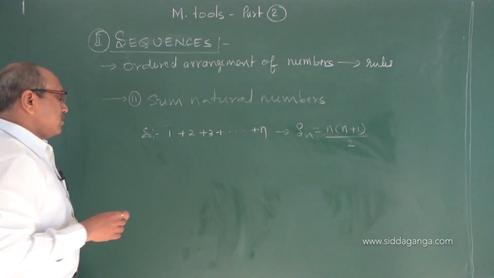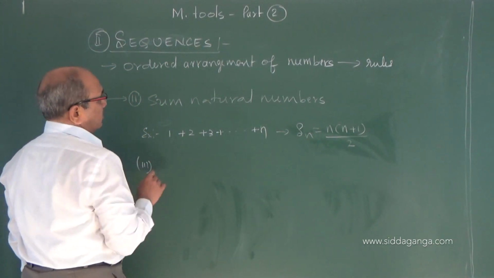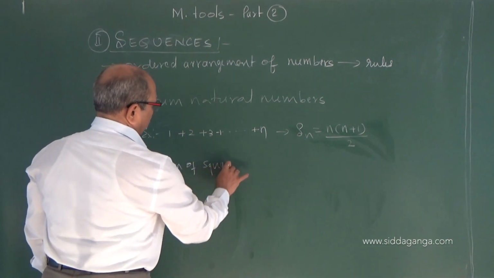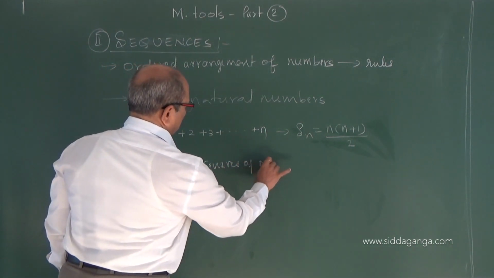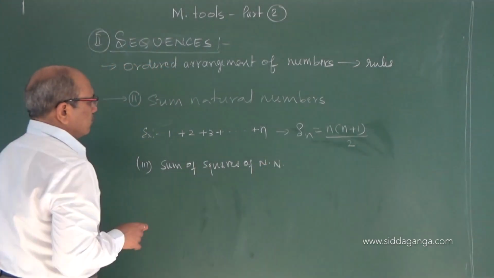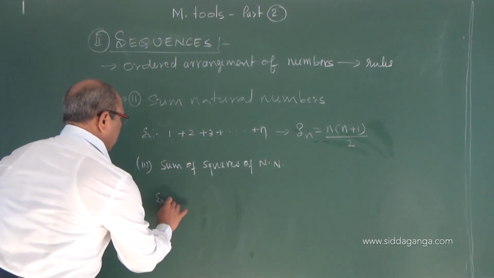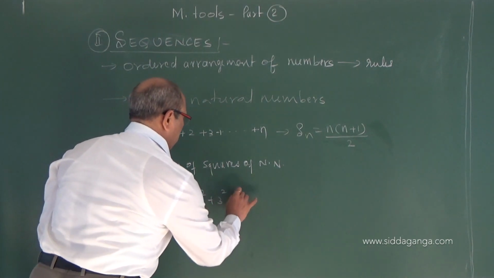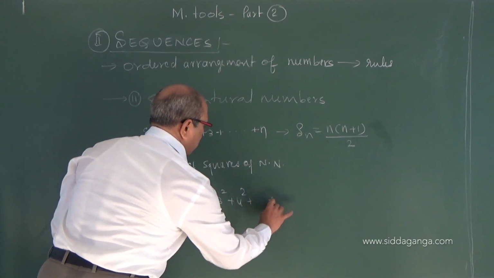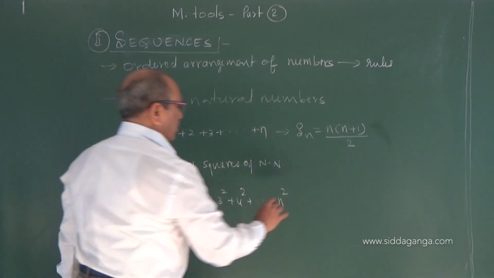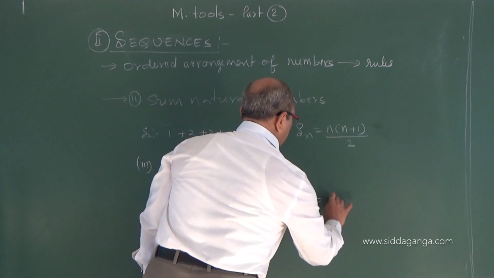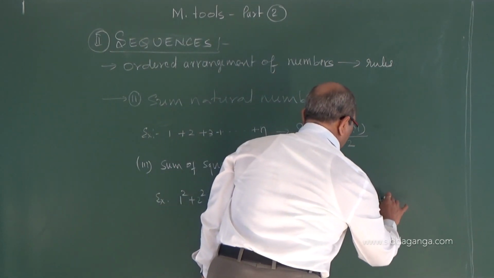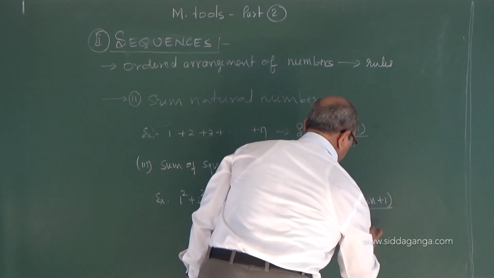Similarly, for squares of natural numbers, if you take 1 square plus 2 square plus 3 square plus 4 square and so on plus n square, the summation of n terms is n into n plus 1 into 2n plus 1 divided by 6.